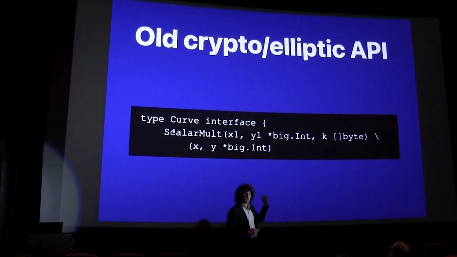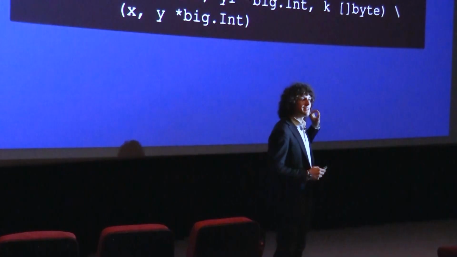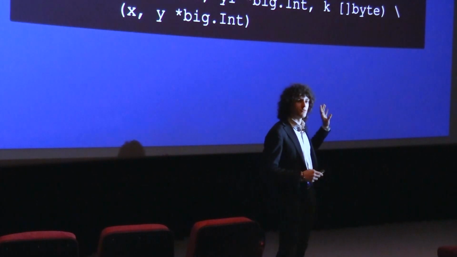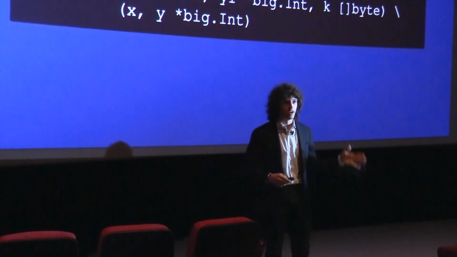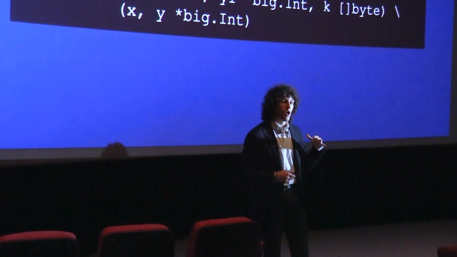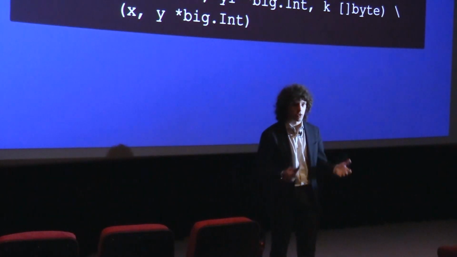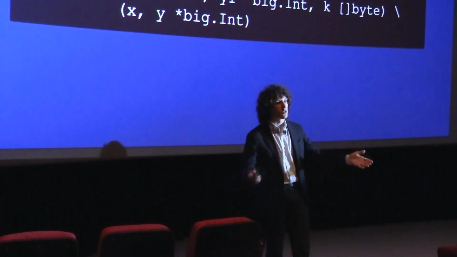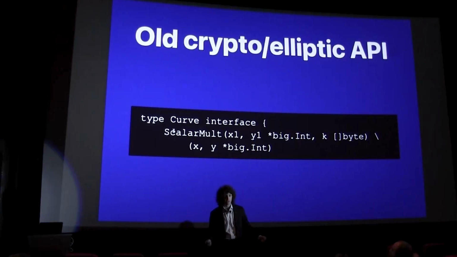Now, what's bad with that API? That's the old crypto/elliptic API. Well, that API exposes something that's below the abstraction, to riff on Alan's talk, of what is an elliptic curve point. Who knows what an elliptic curve point is? Good, no one, correct, it's my job, it shouldn't be yours.